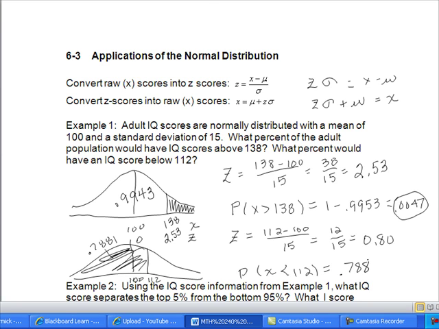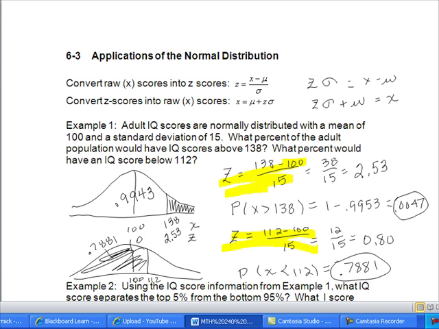So as you can see, basically we're adding one step to these. We're having to calculate the z-score. This is the part that's added to what we were doing from last time. So it's basically the same thing except for that one additional step.